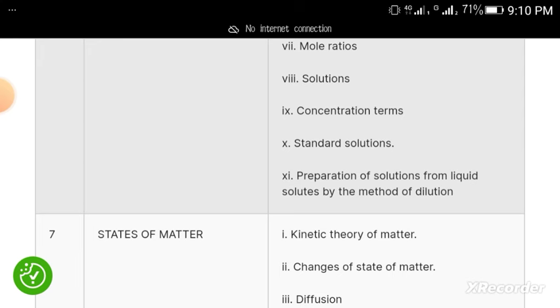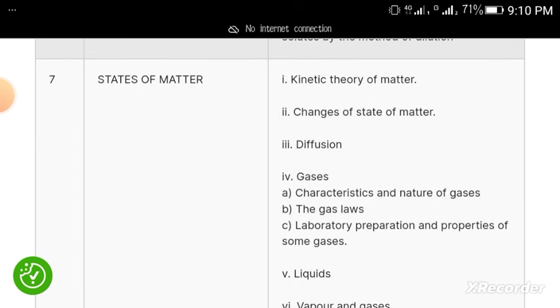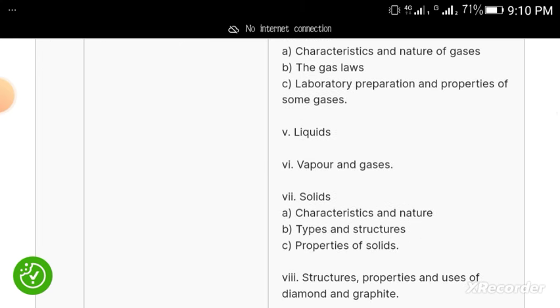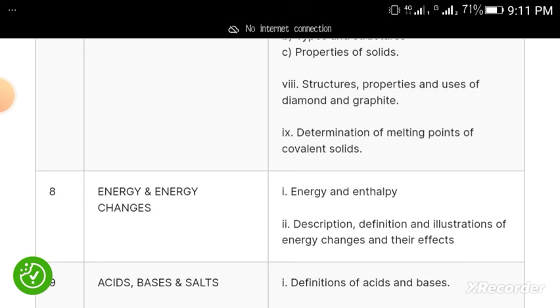Then study states of matter. Under it, you study kinetic theory of matter. This is always coming out. Study changes of matter. Study diffusion, gases, characteristics of nature of gases and other. Study liquids, vapor and gases, solids, characteristics and nature of solid, types and structure, properties of solid, and all the rest. So read up these things because they are the things that NECO said will come out.